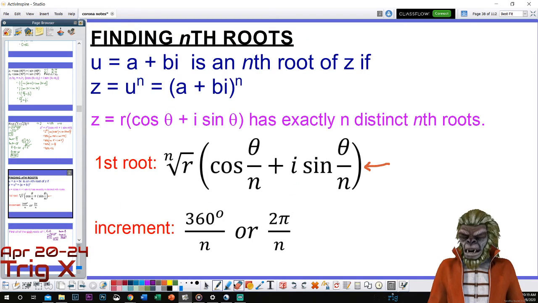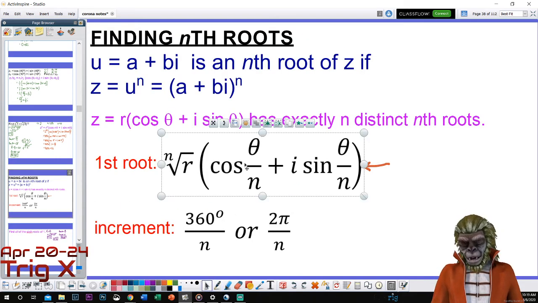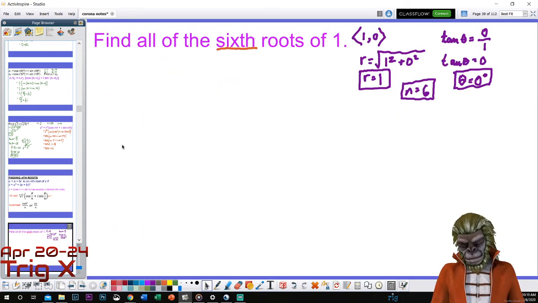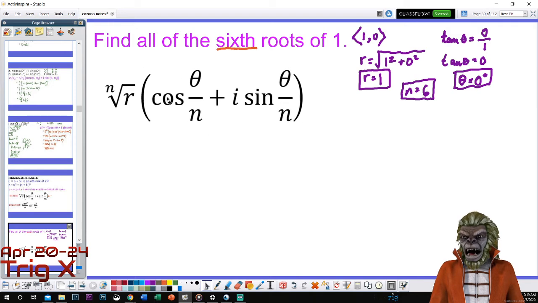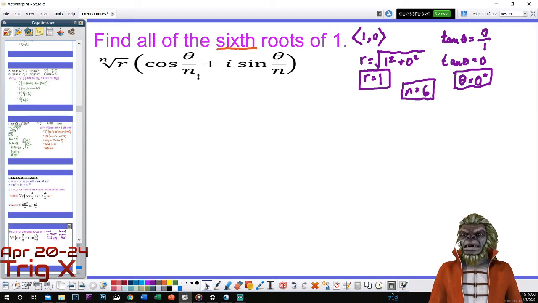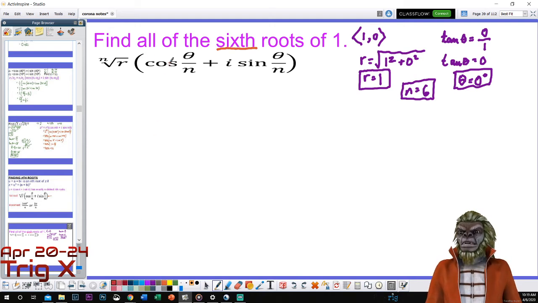So I'm going to go back. I'm going to copy this and paste it, just so you can see what I'm doing. I'm also going to shrink it because we're going to need the room. This is going to be one of those where you're thinking, why did he make this only 1 square? Alright, here we go. Nth root of r, that means 6th root of 1.